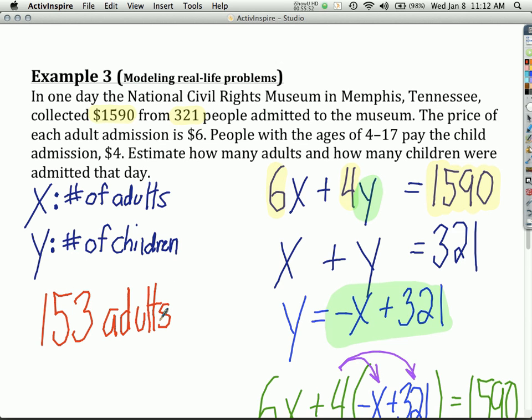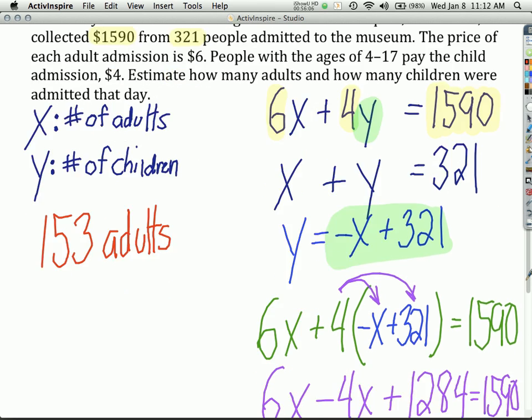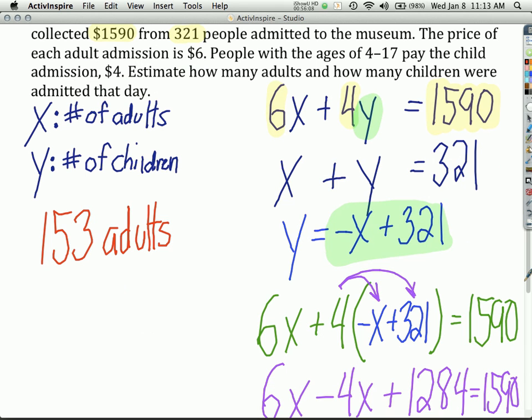So we're also asked how many children attended. How could we find that? Zabari? Yeah. We know that the total is 321, so just subtract 153, and you end up with, Caleb? 168 children.